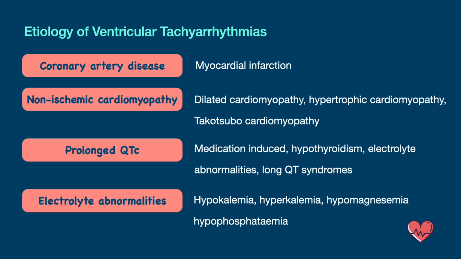Then we have Takotsubo cardiomyopathy, increasing the risk for developing torsades de pointes. Takotsubo is associated with acute heart wall weakness and is often associated with severe stress. Some patients have a naturally long QT interval.